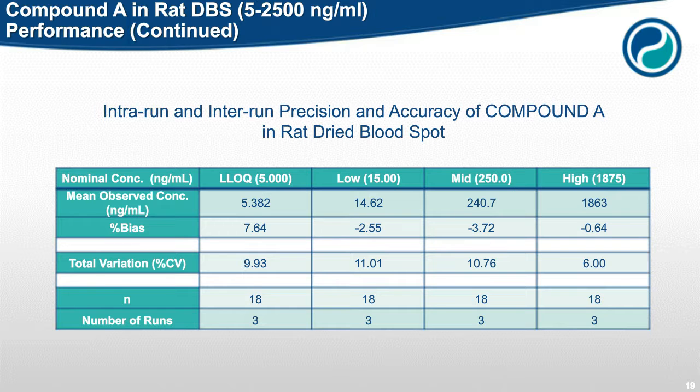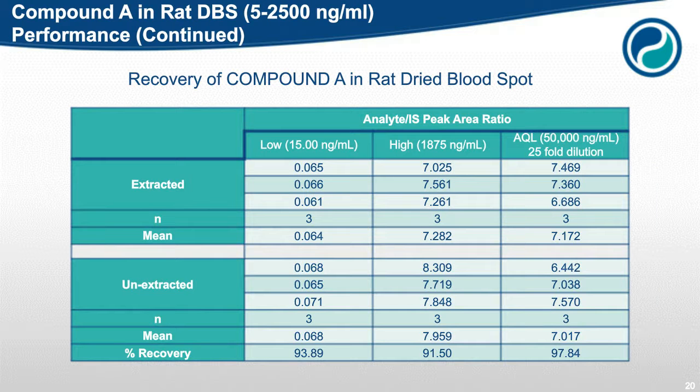In this slide, I show you the recovery of compound A from rat DBS. Normally it would be done at low and high levels, but in this case we also covered ULOQ concentrations. So the recoveries are consistently high among all levels and among all replicates. And this is the key for a successfully validated method. So I would closely monitor this recovery during the method development phase, making sure that the recoveries are consistent and they are high.